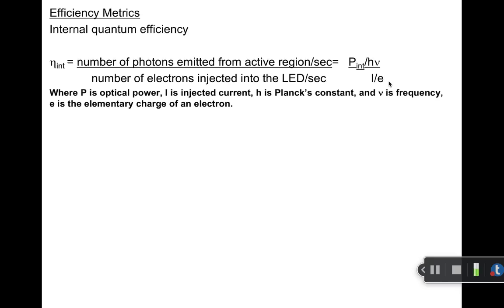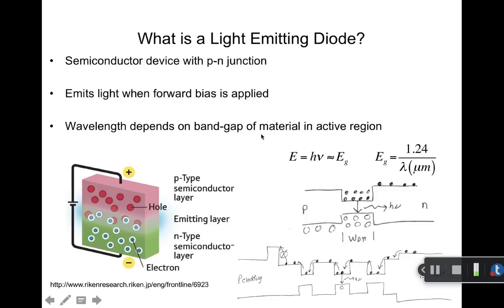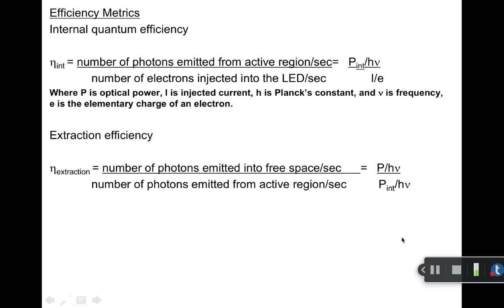Now, the issue here is that all of the photons that are generated by the LED may not escape. So I may generate this photon here, it may get scattered around, it may not actually come out of the device. So we create something else called the extraction efficiency. So if I create a photon, I want that photon to come out of the device. So how efficient is this process?